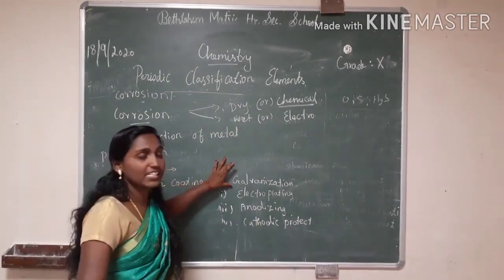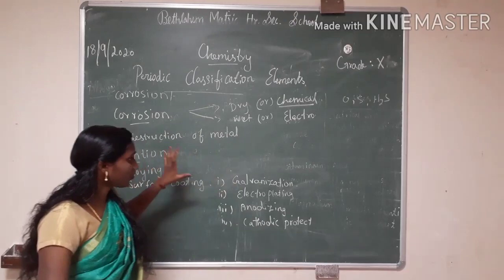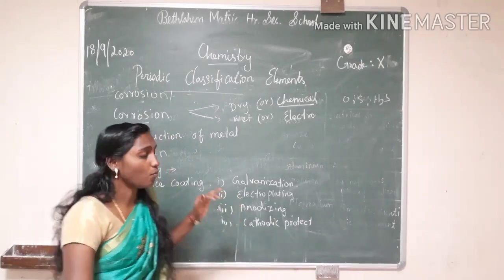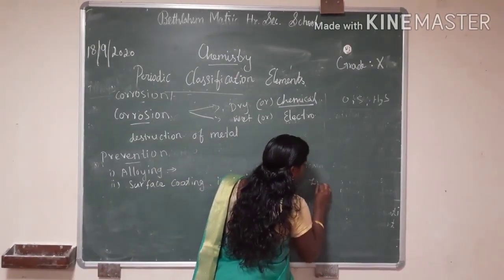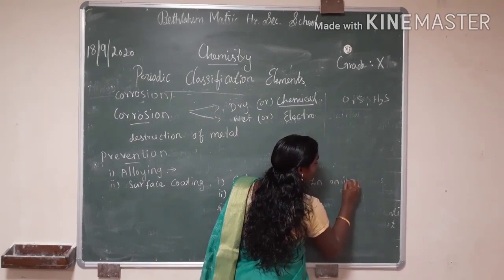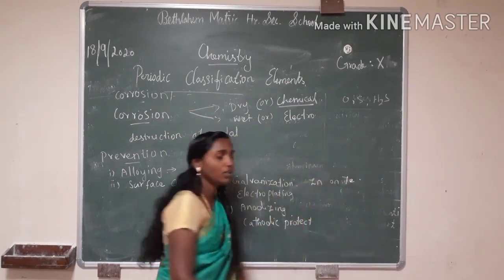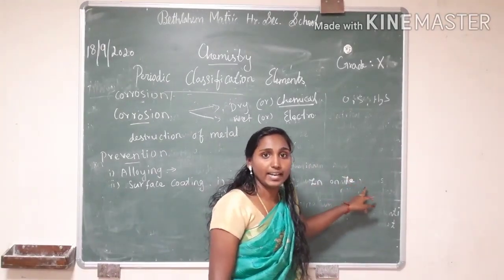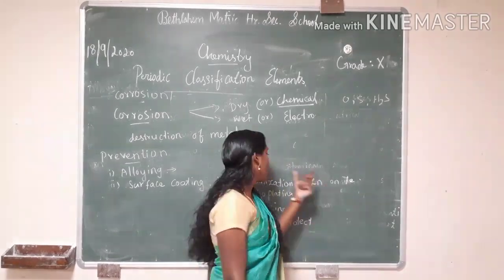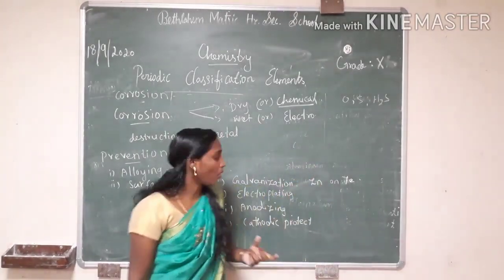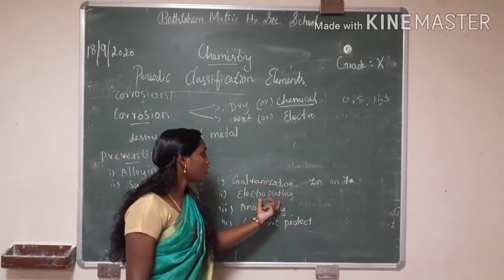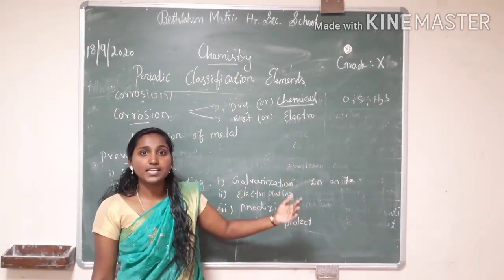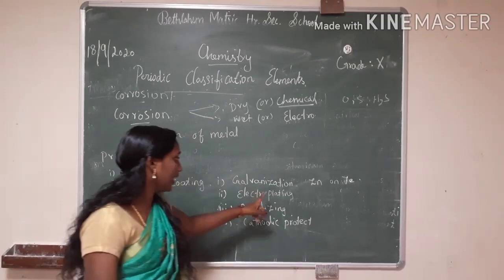In galvanization, what we are going to do is coat one metal with another metal, mostly zinc on an iron sheet. Zinc on iron, Fe. Coating one metal over another metal by using electric current is called galvanization. Electroplating is also the same thing: coating one metal over another metal by using electric current is called electroplating.